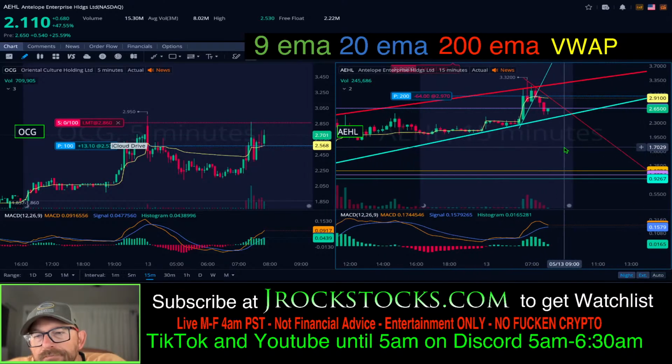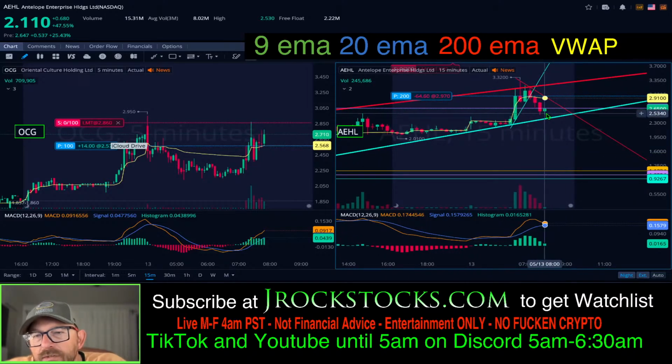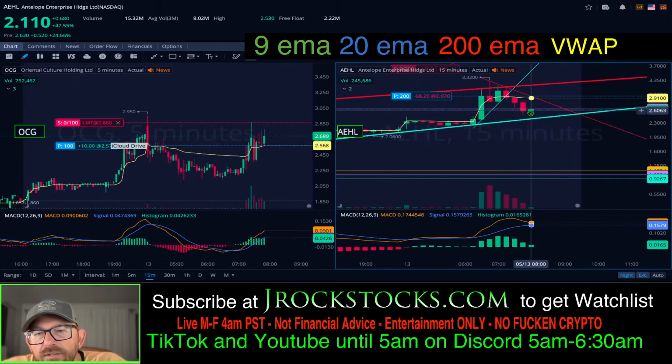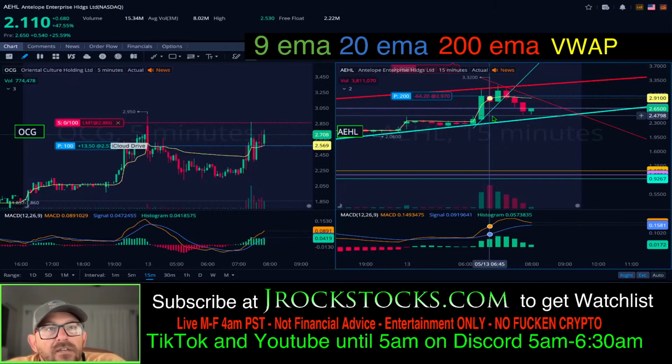What do we got here? So we got a little reversal going on here. Come on, let's see a little reversal. MACD's still green, but looks like it wants to flip to red. Unless we get a doji or something over here. A doji, a hammer, something. And it's about the right spot to do it on AEHL. There you go, Mitchell.